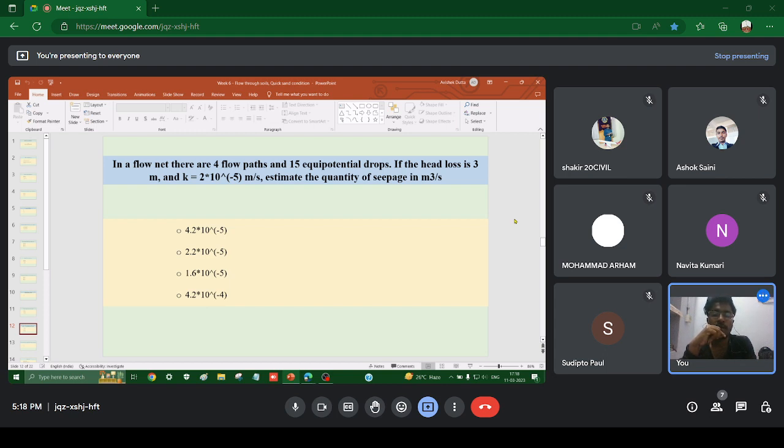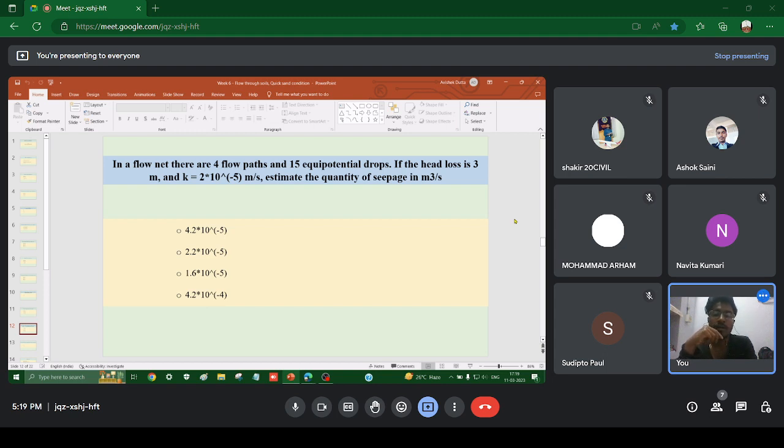In a flow net, there are 4 flow paths and 15 equipotential drops. If the head loss is 3 meter and k equal to 2 × 10⁻⁵ meter per second, estimate the quantity of seepage in meter cube per second. By meter cube per second, it is implied that per meter width of the soil mass, so it is actually meter cube per second per meter.